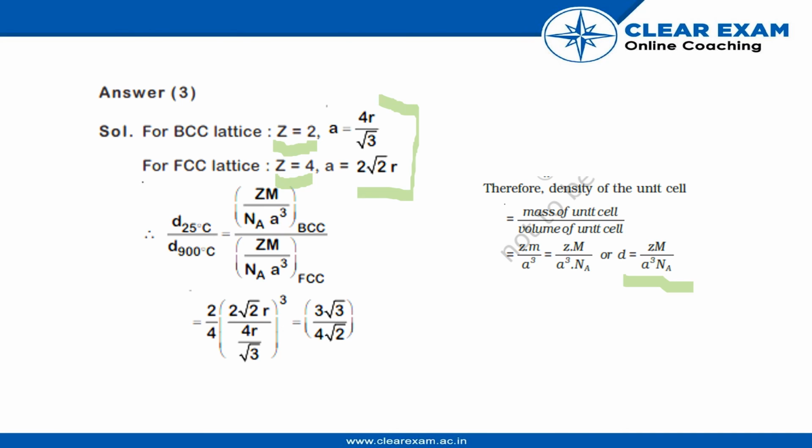So after putting values of both the temperatures, we will find the ratio of the BCC to FCC lattice, that is 3 root 3 divided by 4 root 2. So our answer would be part 3.